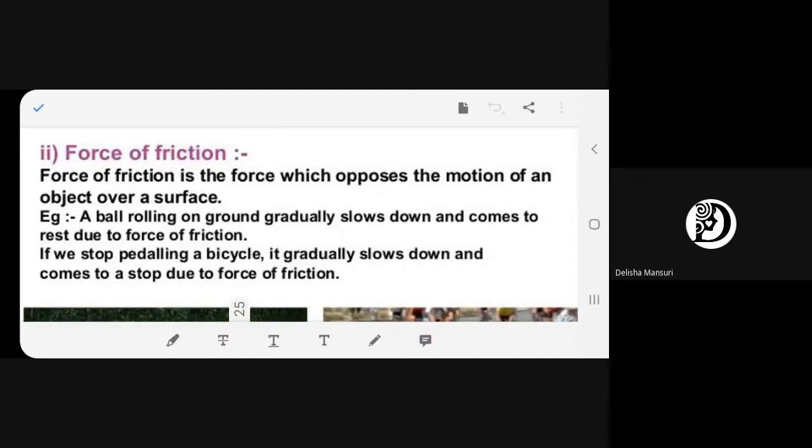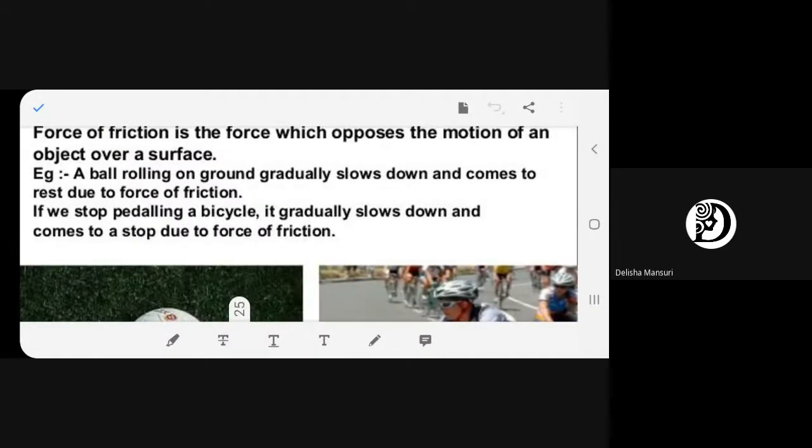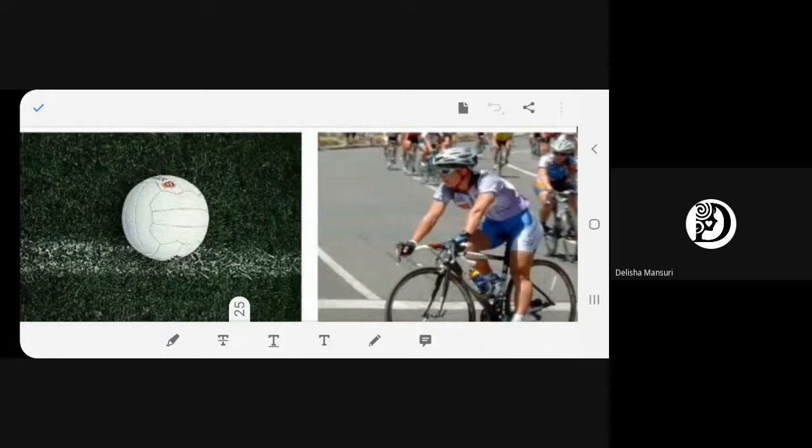So what is force of friction? It is a force which stops the object from moving. That is called force of friction. It acts opposite in direction to the motion of any object. Over here you see a ball was rolling and then it comes to a halt. It's a golf ball. After rolling for some time, it comes to a standstill.